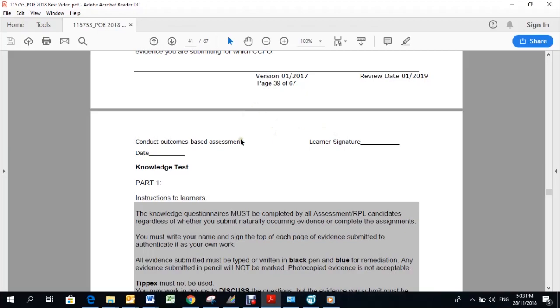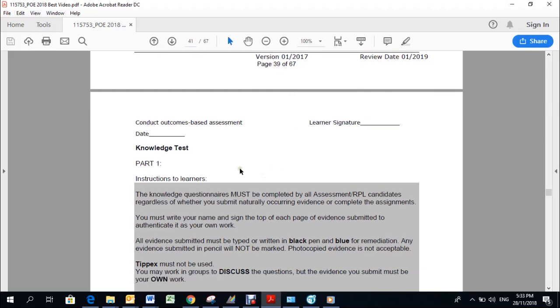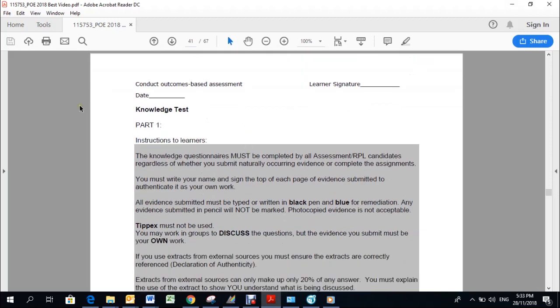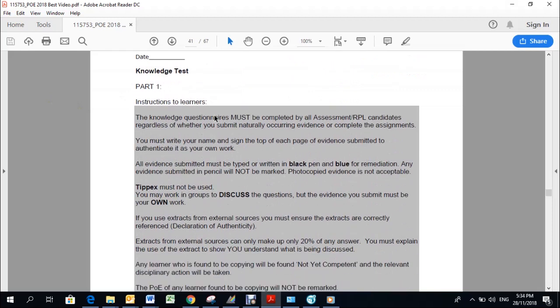Welcome back to the second part of the portfolio completion for the assessor. We ended on page 39 of 67. So now we're carrying on with the completion. We're now getting to the knowledge test, which is one of the assessment methods. So what we're going to look at now is the instructions.